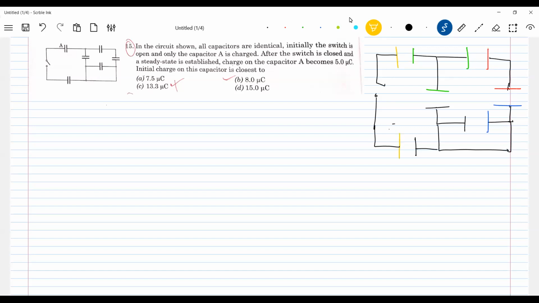I'm grouping that particular thing, at least through this diagram. Please put effort and try to understand. Let the initial charge be Q naught, minus Q naught. Did they switch? All are having the same capacitance. No, I'll close the switch.